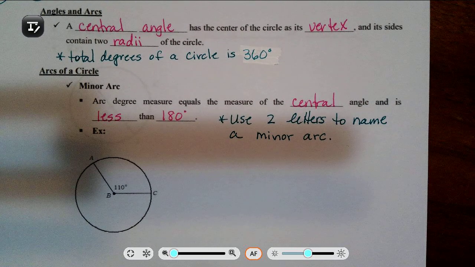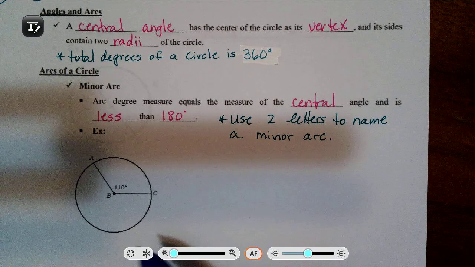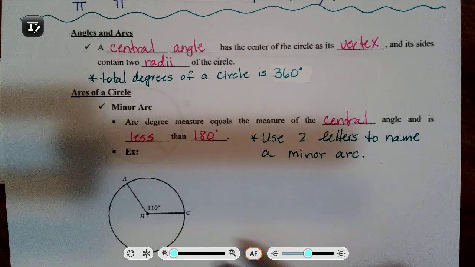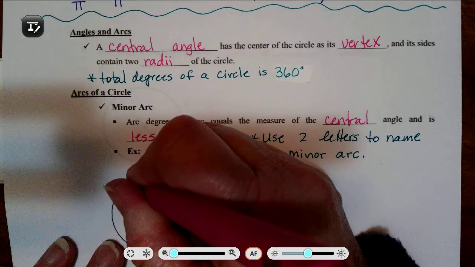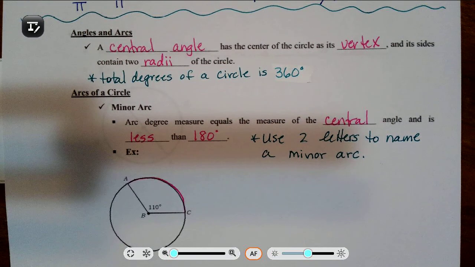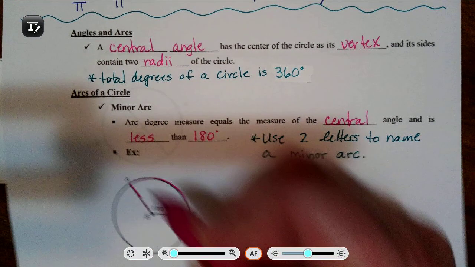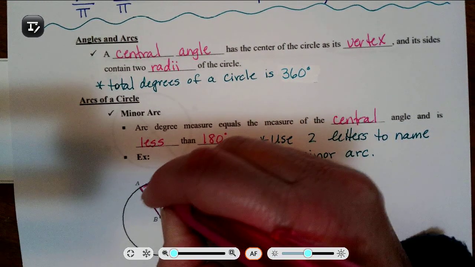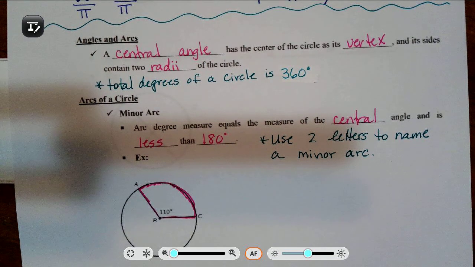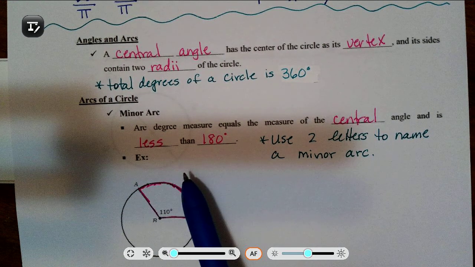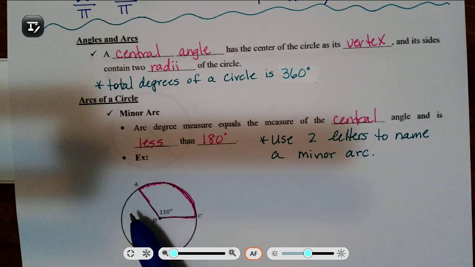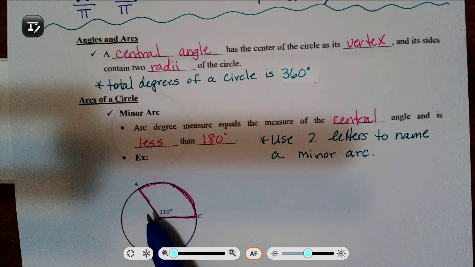All right, now that we have an idea of what a central angle is, the central angle is here, and it forms what is known as an arc. So if this is my angle, then the arc that it forms is kind of like tracing out the outline. Here is my central angle, and then the arc is that which is formed when I connect the endpoints of those two sides. So this is the arc. Now, a unique thing to know is that there are two types of arcs. We have a minor arc and we have a major arc.